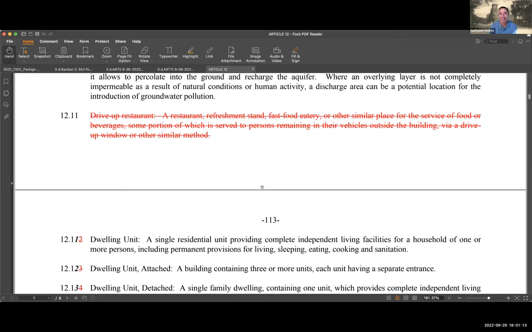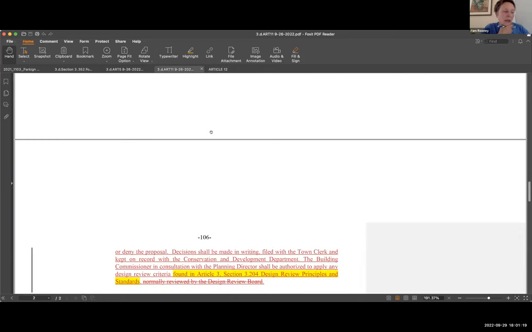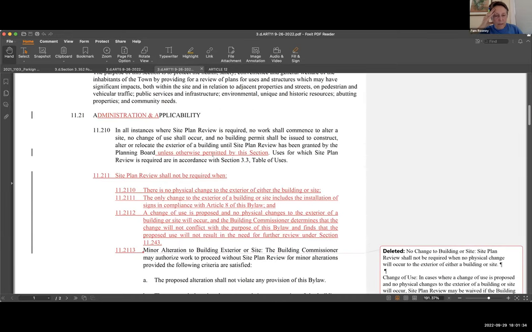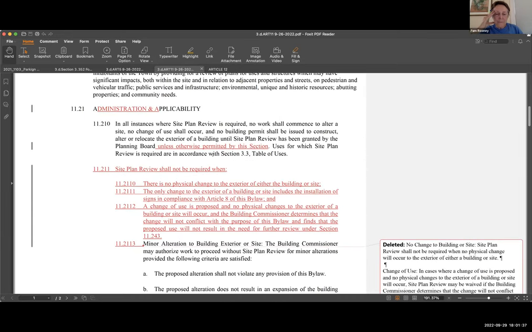Pam, can I go back to Article 11? I forgot one of my questions. Sure. In section 11.2.1.1, we use the term change of use a lot, and I just want to make sure that we are using it consistently, or that we're all thinking about it in the same way.